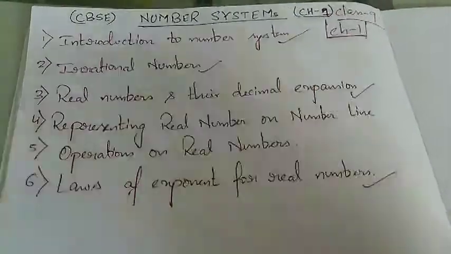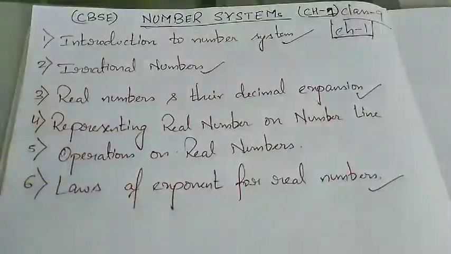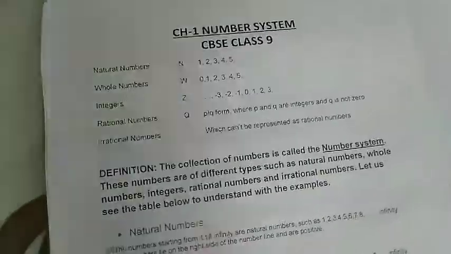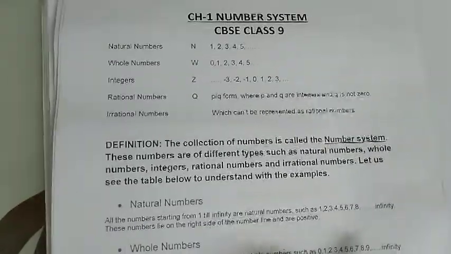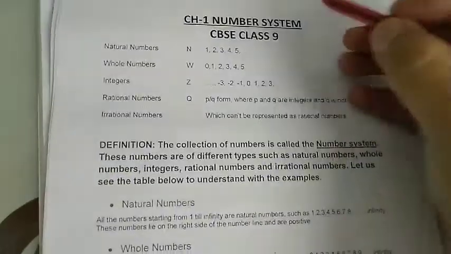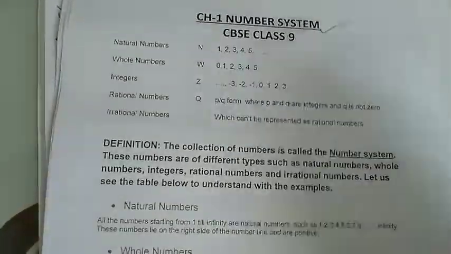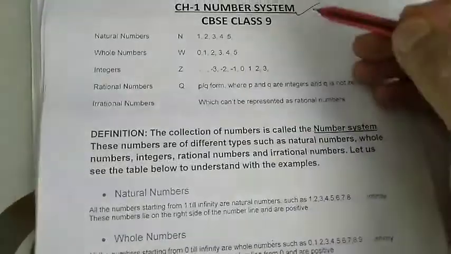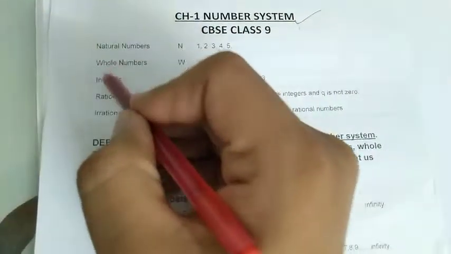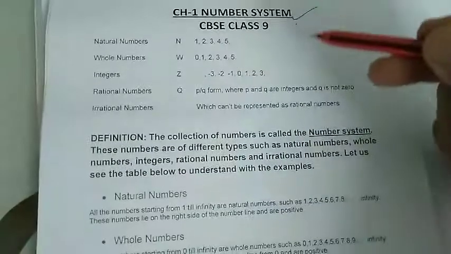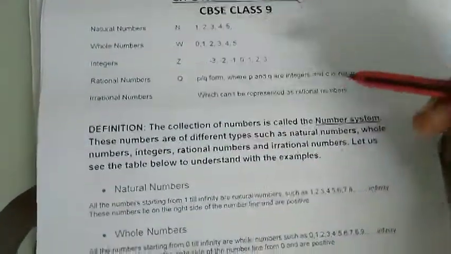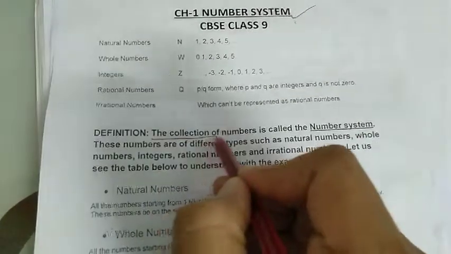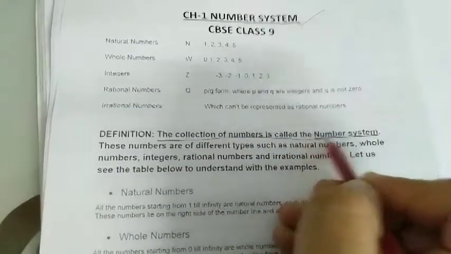Okay students, so let's start with the introduction to number system, number 1. Because the name of the chapter itself is number system, we will first get to know the definition. Now you can see 5 different kinds of numbers over here, correct? The definition goes as: the collection of numbers is called the number system.